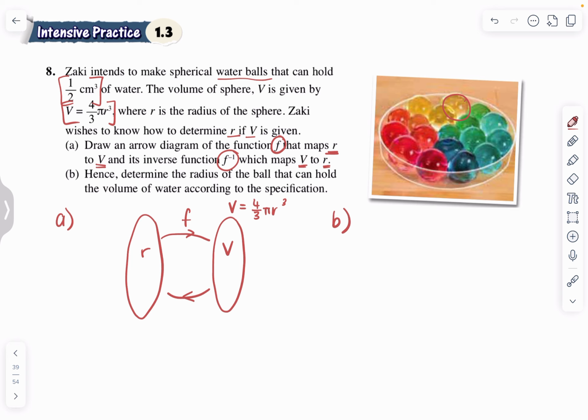Okay, and then B. Hence determine the radius of the ball that can hold the volume of water. So we know volume is 4/3 pi r cube. So we want to hold this much of water. So you put 1/2 as the volume. 4/3 pi r cube. So here if we make r the subject, we can find the radius. So let's rearrange it.